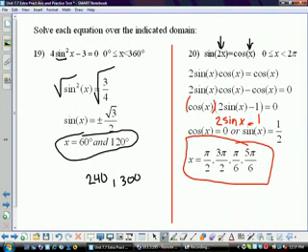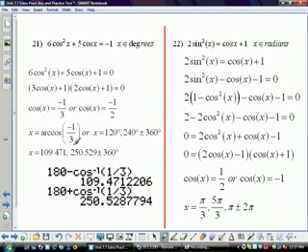This is over a restricted domain. These two. Got like 5 minutes, guys. Less than 5 minutes to get through these ones. Want to have time for you to get to your test.